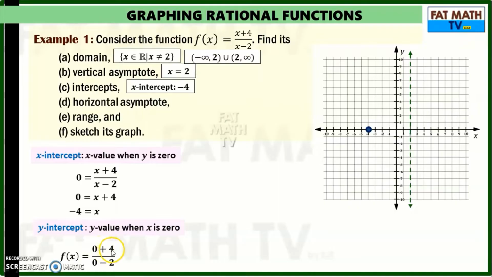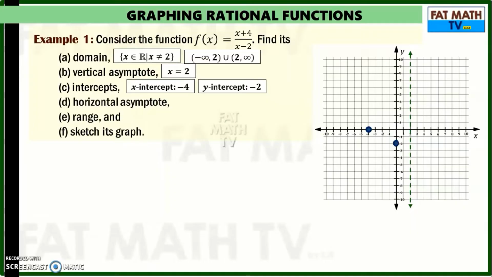So you will have 0 plus 4 over 0 minus 2. So 0 plus 4 is 4, and 0 minus 2 is negative 2, and 4 divided by negative 2 is negative 2. So the y-intercept is negative 2. So the graph of the function passes through the y-axis at y equals negative 2. So it passes through the point 0, negative 2.